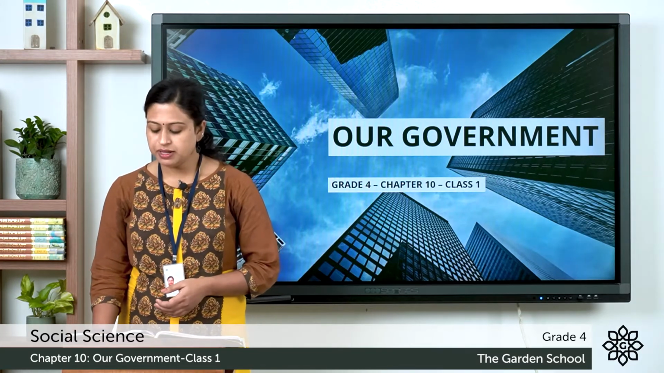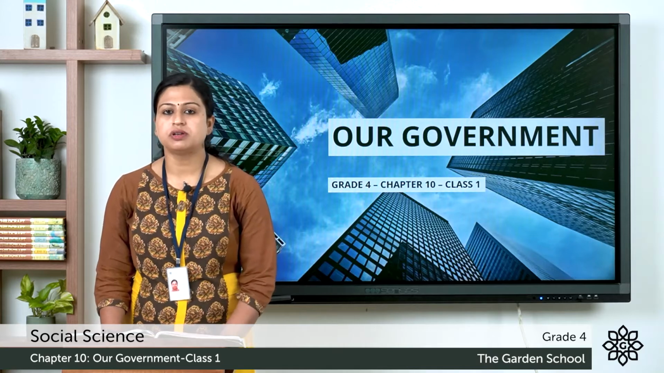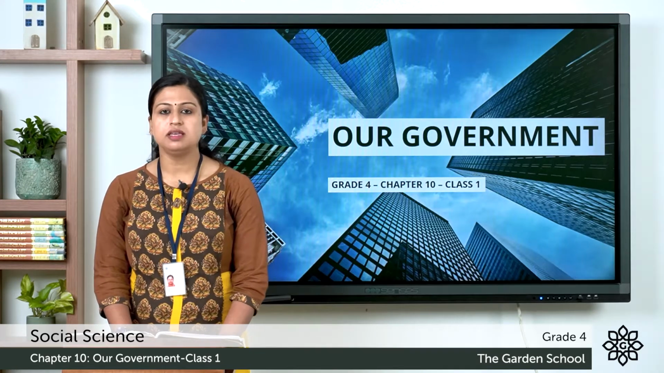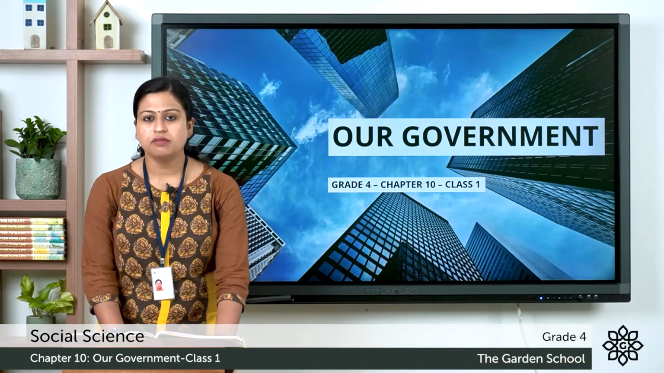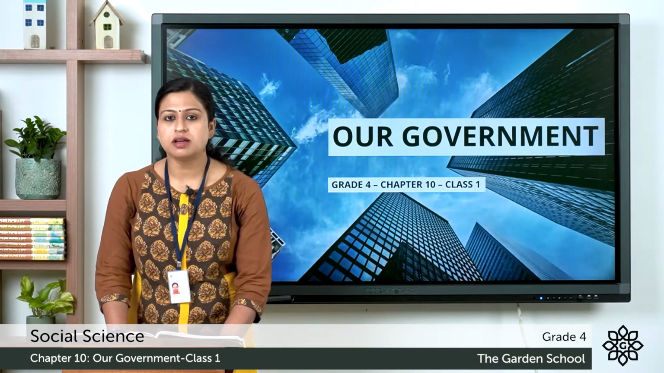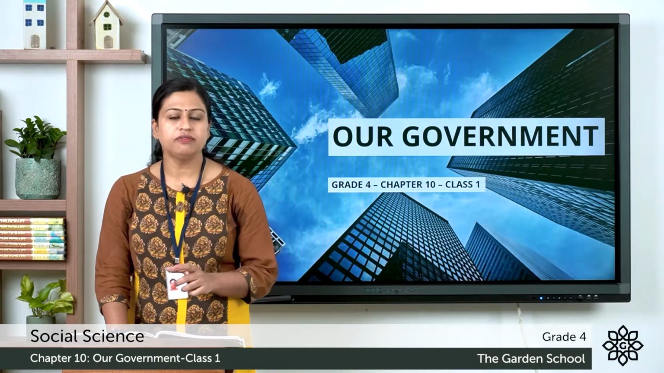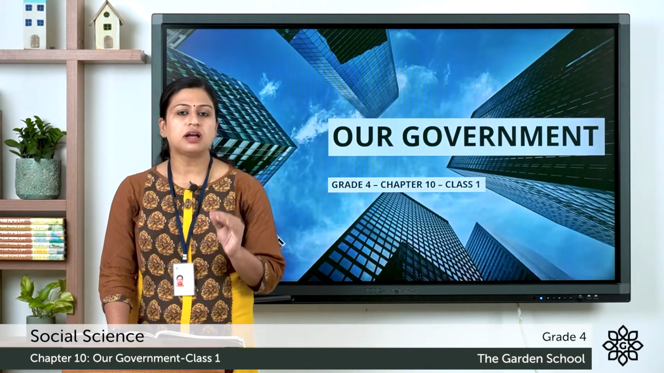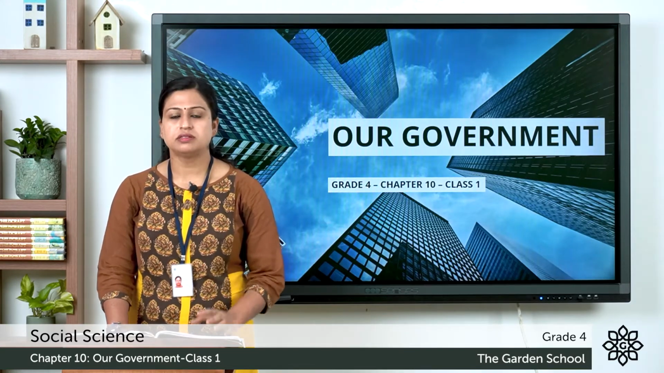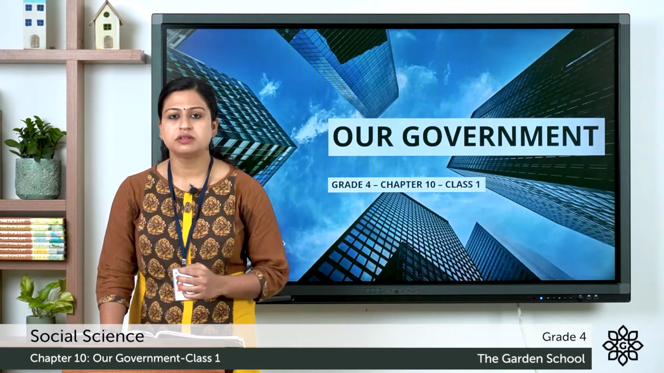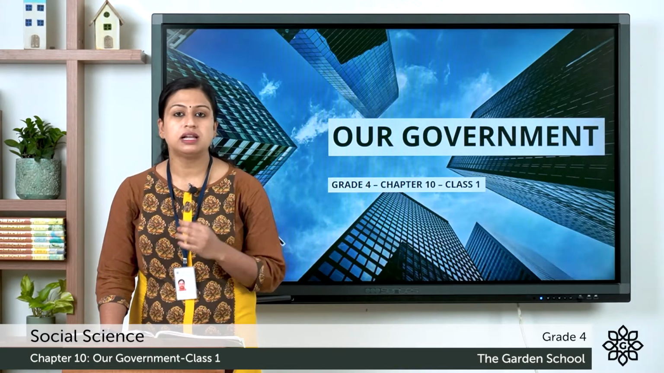Here on page number 85 you can see 4 pictures. In the first picture you can see a rough map of India, which shows that India is a vast country and billions of people live here, and it is very difficult to rule this country by a single person. So we have a government. It consists of elected leaders.